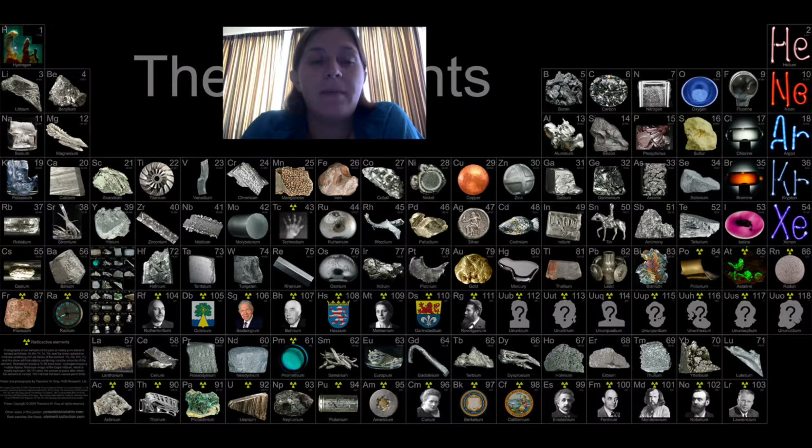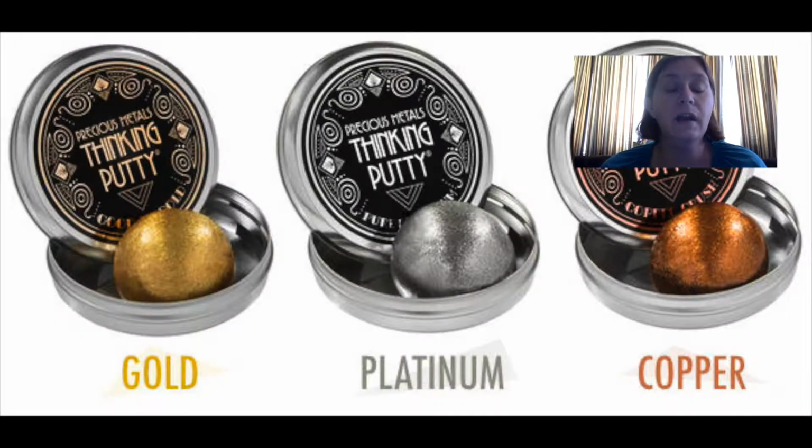Okay, so today's topic is the periodic table of elements. There's over 118 elements. Some of them are found naturally, some are not. An element is the simplest form of matter. There are 118 different elements. As you can see here, there's 3 precious metals. Each of these is its own element. We have gold, platinum, and copper, for example.